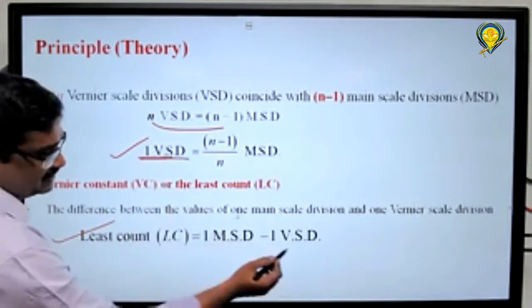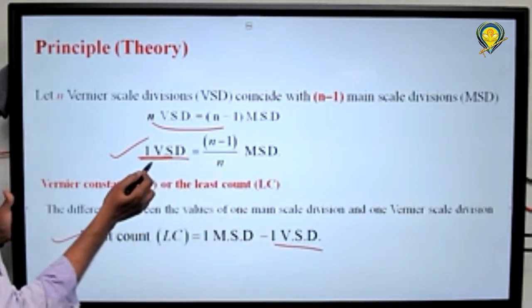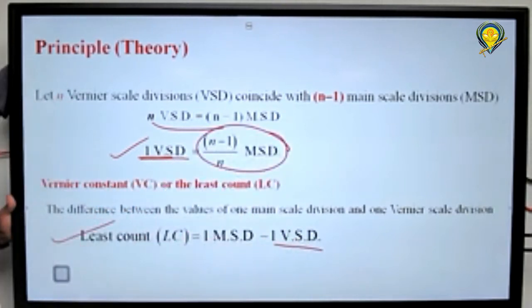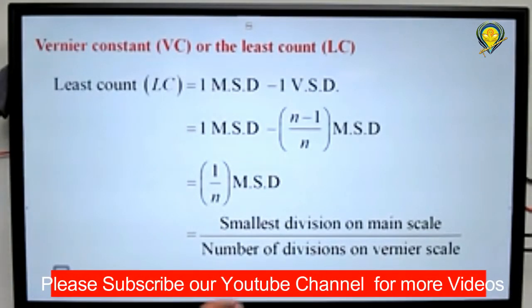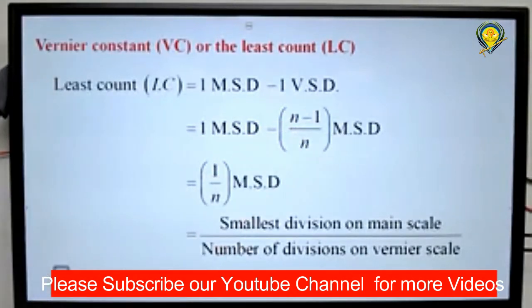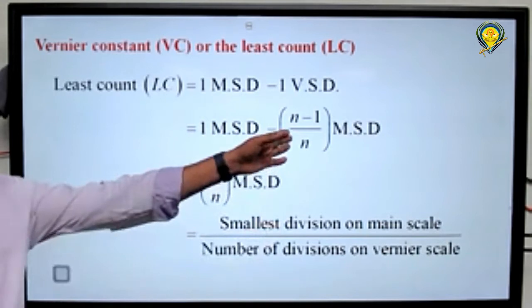Just substitute this value here. Both are the same. This is 1 vernier scale division, and this is also 1 vernier scale division. Just substitute this value here, then you will get n minus 1 by n into main scale division. Can I write like that? One vernier scale division from the previous equation is n minus 1 by n into main scale division. I just substituted that.